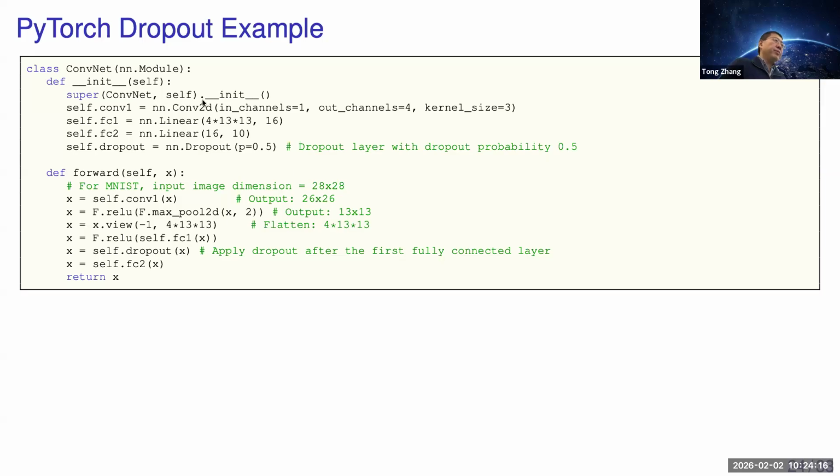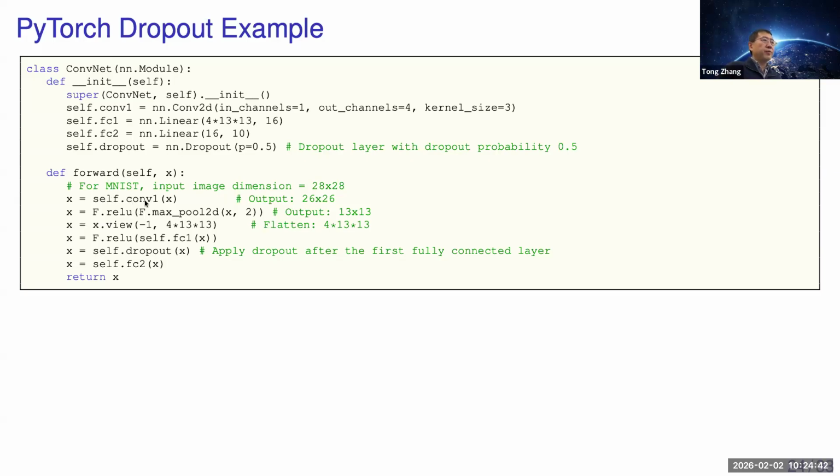Basically, what we do is the following. You think about this convolutional neural net. I have a dropout layer. Dropout of 0.5 means you skip half of your neurons in the training. You use all the neurons in the testing, but only half the neurons in the training, each time using a different half.